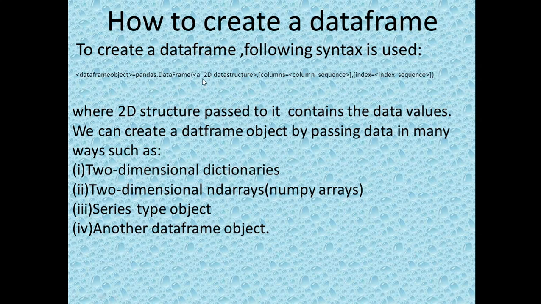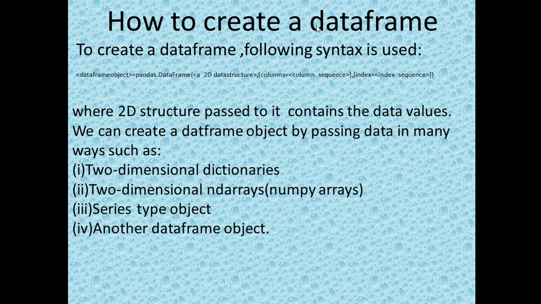So what will be written in the place of the 2D structure? It can be two-dimensional dictionaries. It can be two-dimensional ndarrays, that means NumPy arrays. It can be Series type objects, or it can be another DataFrame object. What does it mean? It means that when we create the DataFrame, after writing pandas, then DataFrame, we will provide any of the 4 things.